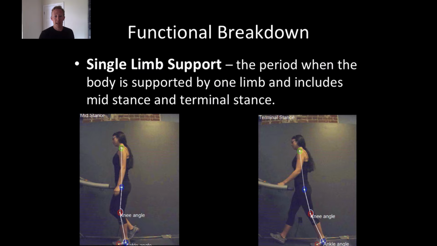And then we have single limb support, which I mentioned before. This includes mid stance, where all the angles are in alignment, and terminal stance. In both of these, we're standing only on one leg, the leg we're analyzing, and so our body is having to stabilize and control our forward progression on that left leg. So that's single limb support.